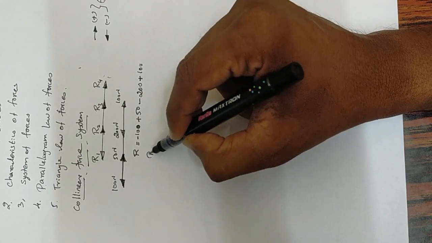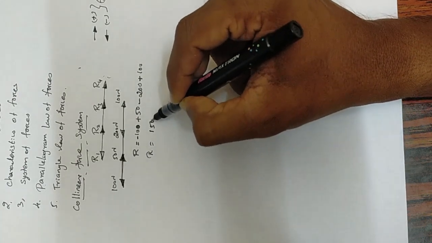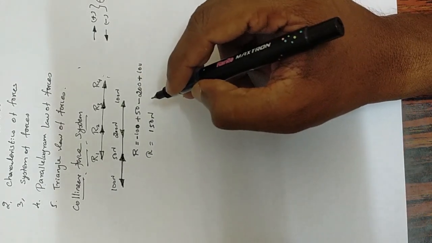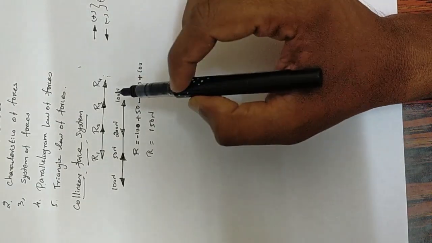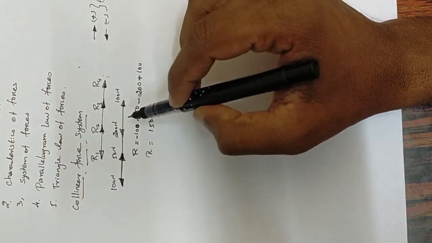The resultant force R equals 150 Newton, the resultant force R equals 150 Newton. Here the sign convention is also very important.